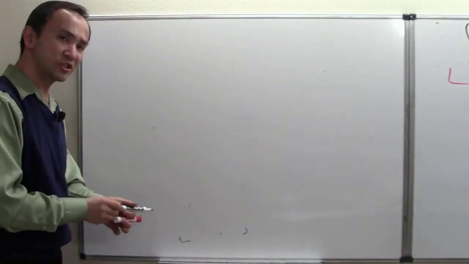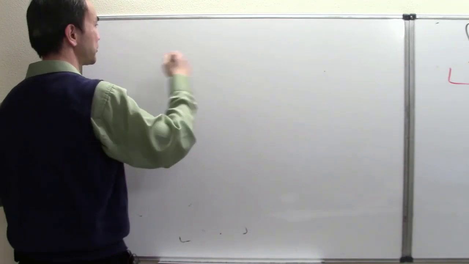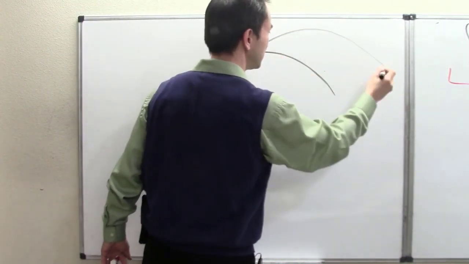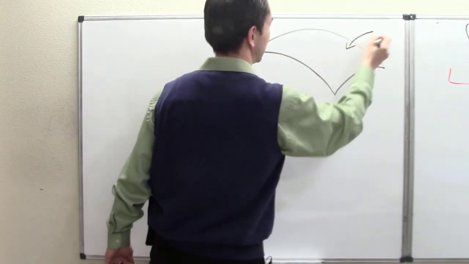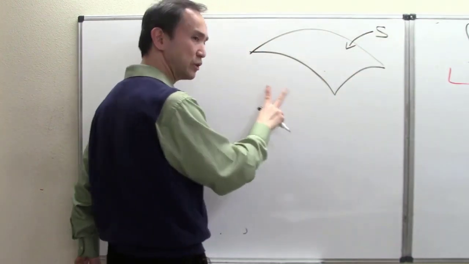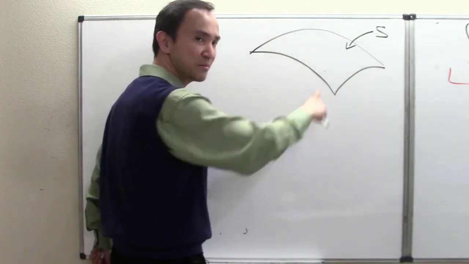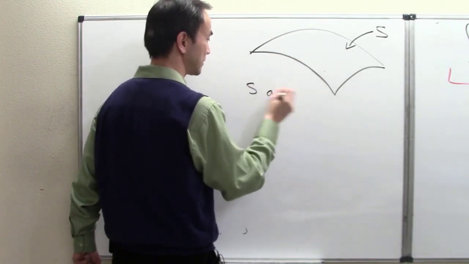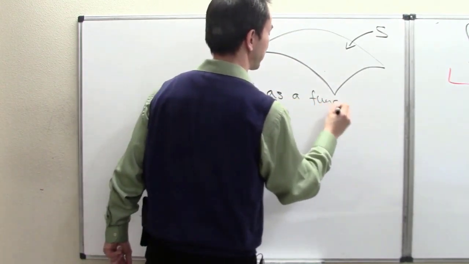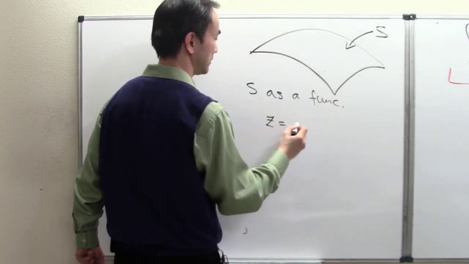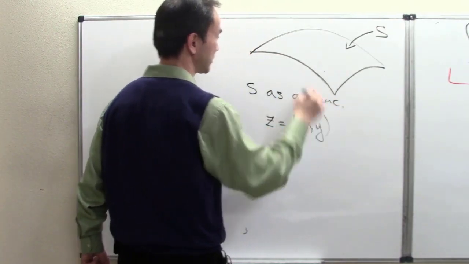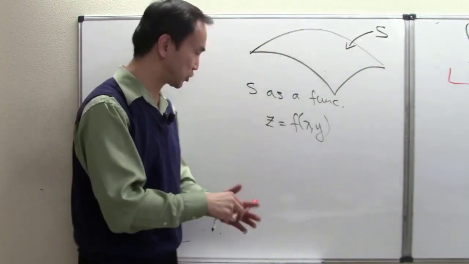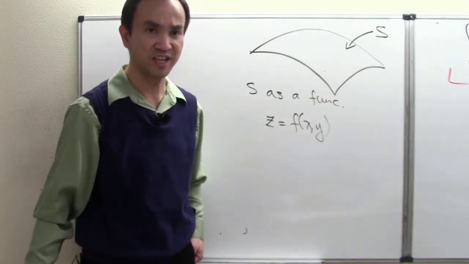Now to make things a little more systematic, back in my lecture about surface area, for any space surface S, there are two primary ways of describing a space surface. We can describe S as a function, z equals f of x comma y. We can think of this space surface as a surface that came out from the graph of a two variable function. That's one way of seeing it.